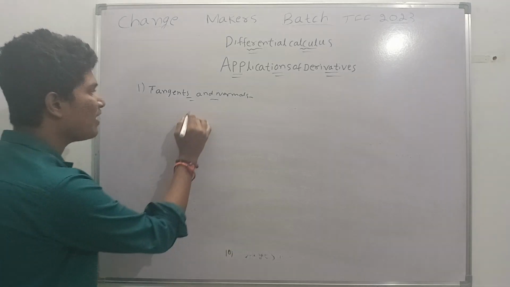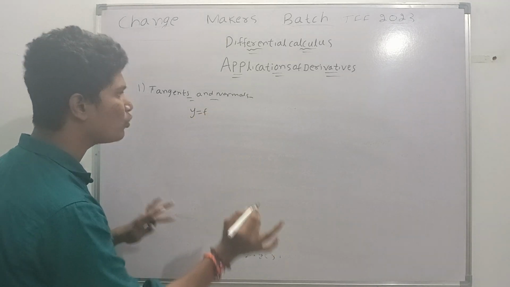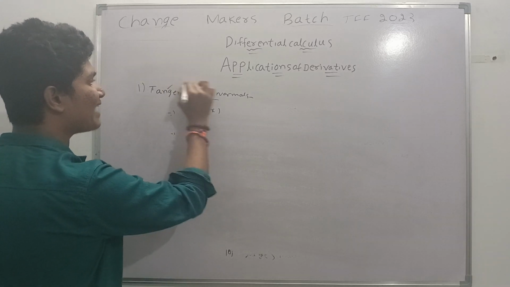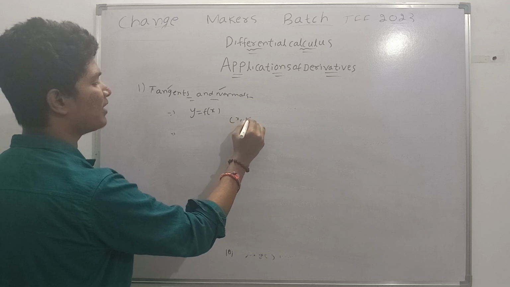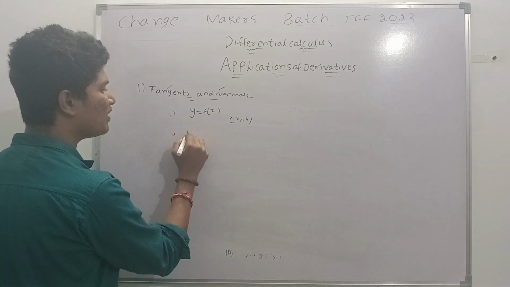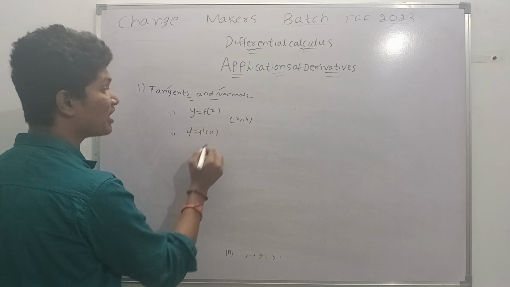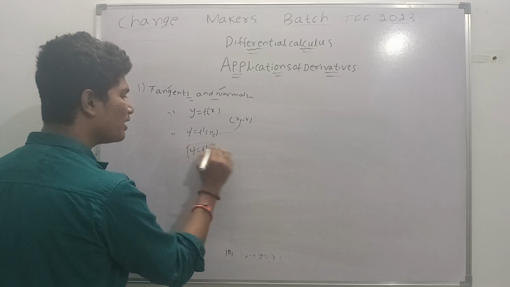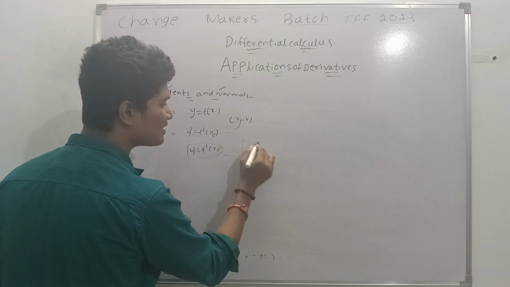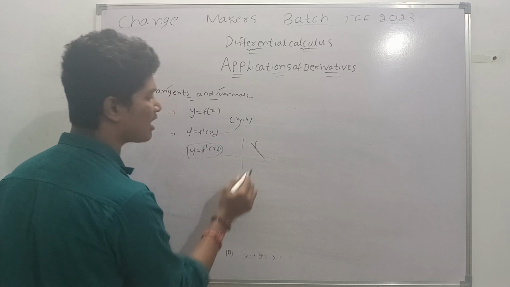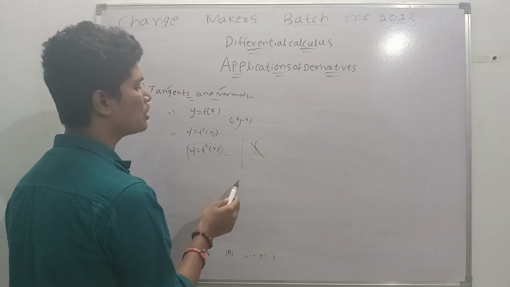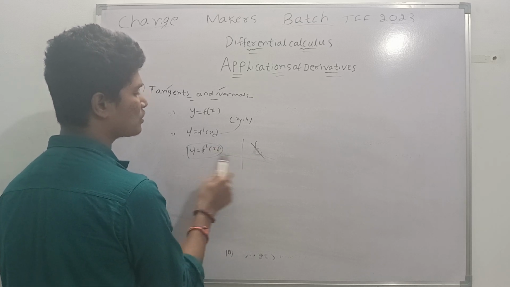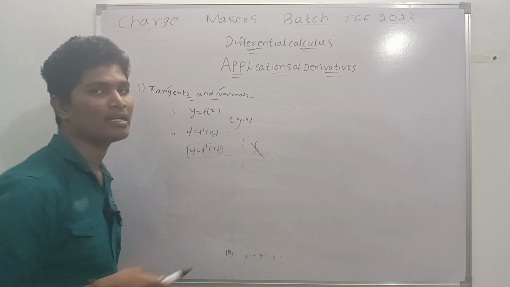Suppose the examiner gives you a function, y equal to f of x, and you have to find the normal and tangent to this at the point (x1, y1). If they ask like that, you have to differentiate the function, and you have to substitute this point, that is f of x1. This is the point at which they are asking to find the normal and tangent. After finding the slope, we can make the line, that is the tangent and normal.